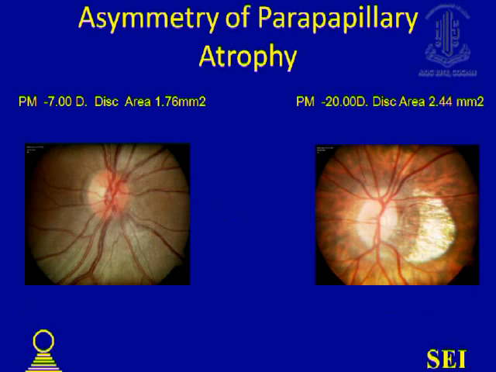The right eye is -7 diopters, and this is, some might call it the beta zone, some might call it parapapillary atrophy. This patient has -20 diopters in the left eye versus -7 in the right eye. And that's the asymmetry that you can get not only in the shape of the disc, but also in the color of the optic disc, and also in the parapapillary atrophy.